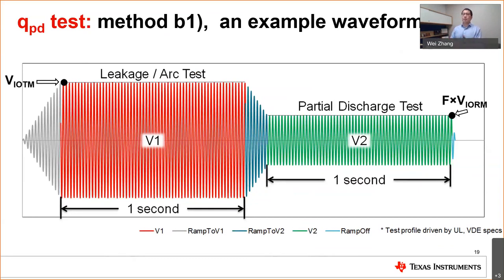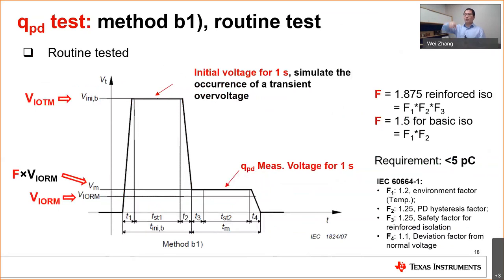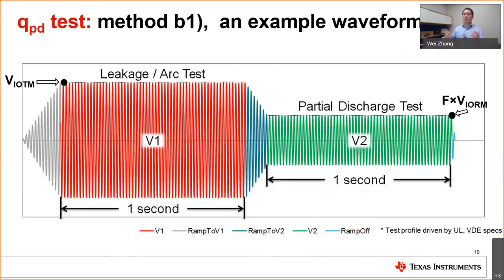Here you go. You see it is an AC test. It starts from 0, ramping to VIOTM, and then you go into V2, which is your working voltage times the coefficient. That's why you see in the standards drawings lines for DC or AC. So here is just a drawing example to have you vividly see what is being tested in the real scenario.